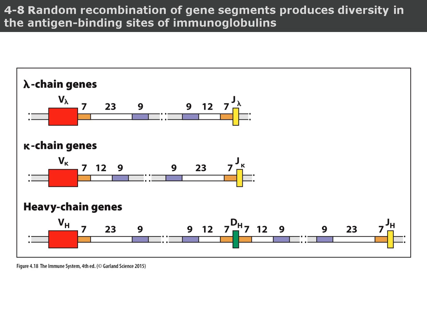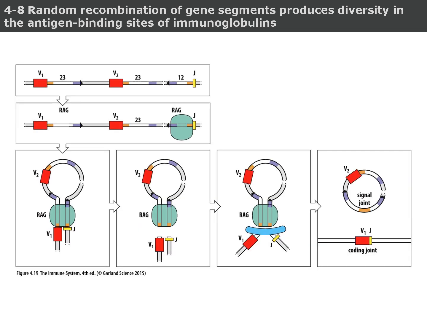in the signal sequences. This precise recombination process allows for the generation of millions of unique antibodies, each capable of recognizing different antigens. This slide illustrates how random recombination of gene segments creates diversity in the antigen-binding sites of immunoglobulins. At the top left, we see a schematic of immunoglobulin joining segments, V, D, and J. Each of these segments contributes to the formation of the variable region of the antibody.